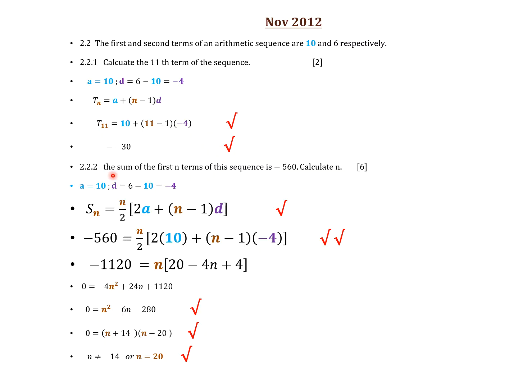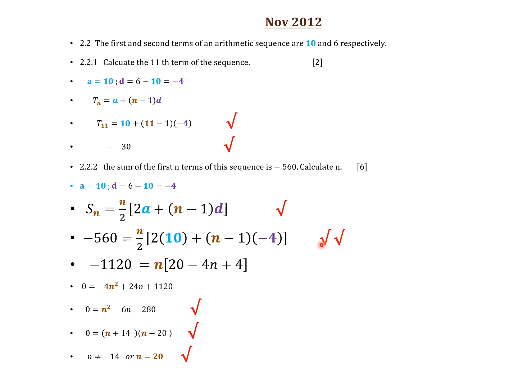2.2.2, they say the sum of the first n terms of the sequence is minus 560. Calculate n. Right, so we know a is 10, d equals 6 minus 10, which is negative 4. We want n if the sum is minus 560. So Sn is negative 560. We have n over 2, 2a, a being 10, n minus 1, and d being negative 4.